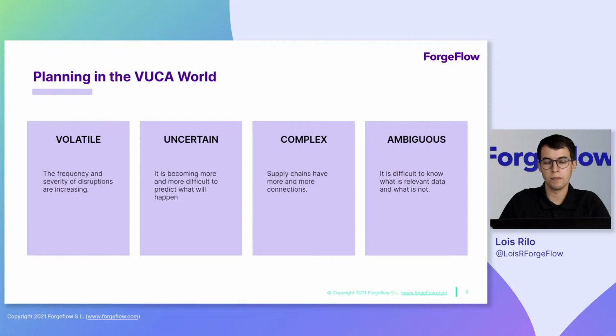At the same time, we are making our supply chains more and more complex, with more and more connections and participants in the whole supply chain. We have a huge web sometimes of supply, and it is also ambiguous, because we have an ocean of data at our disposal in one click, but many times it's very difficult to know which of this data is relevant and which is not.